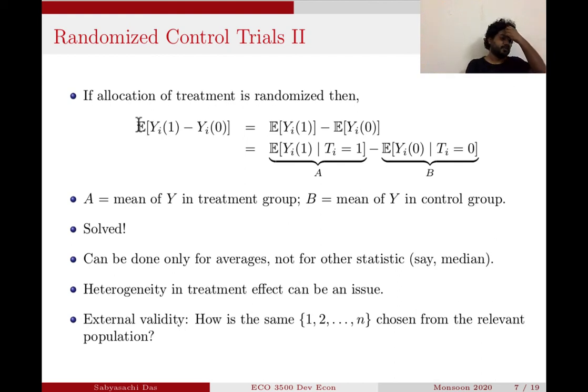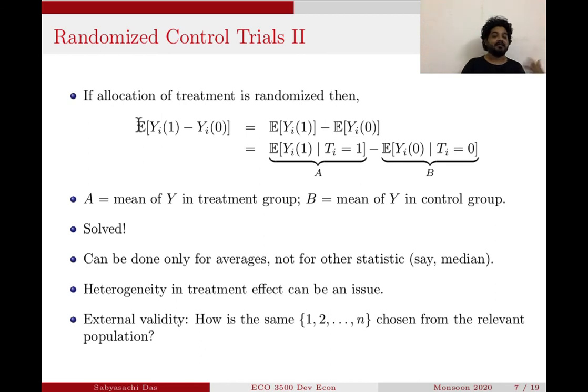And finally, you have to worry about external validity. So you have to say, okay, you are doing this randomized controlled trial on these n people. Are these n people representative of the bigger population on which you are supposed to scale up the policy? So in case of bank accounts, maybe you are going into some set of villages in Rajasthan and doing this experiment, but does it generalize to all of rural India?